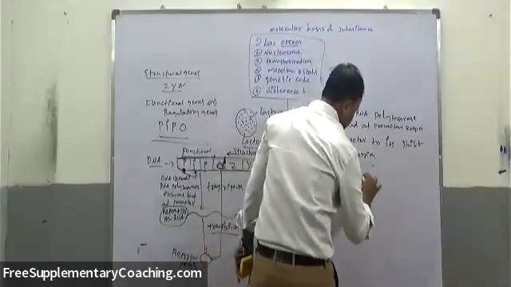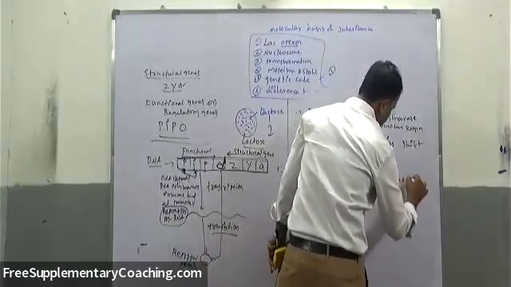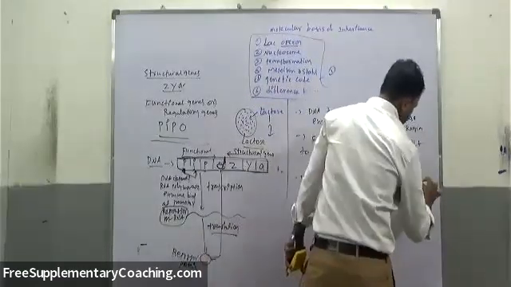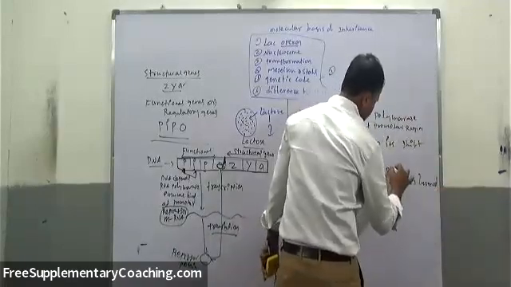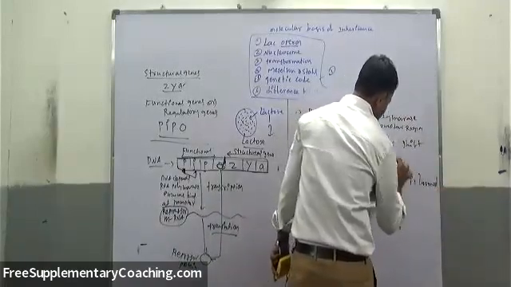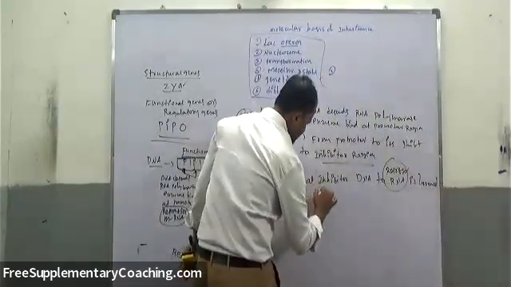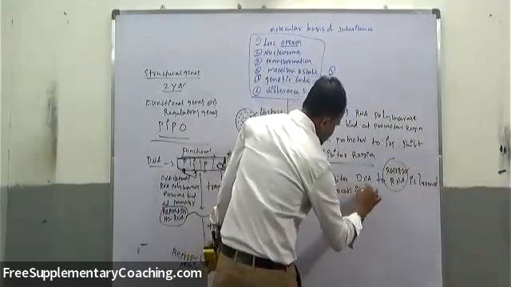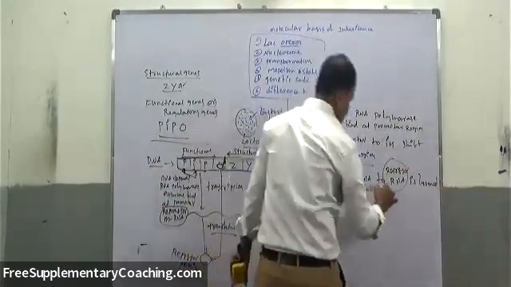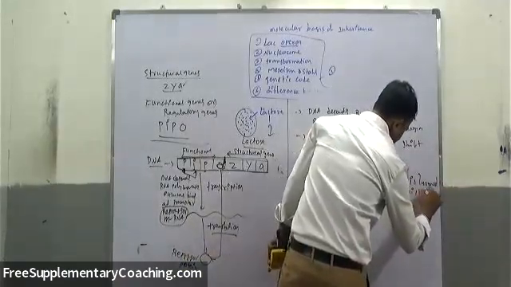From DNA, RNA is formed. Which RNA? Repressor mRNA. This process is called what? Transcription.